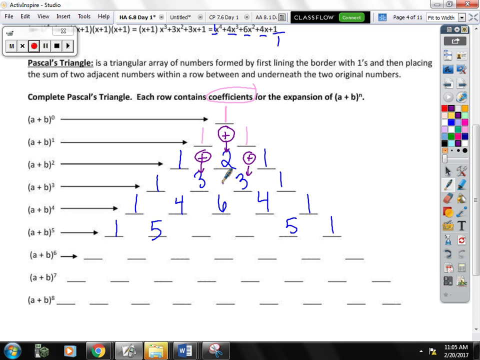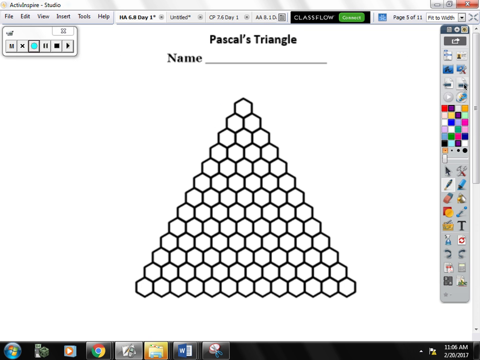3 plus 1 is 4. 3 plus 3 is 6. 3 plus 1 is 4. So if we were to continue this pattern, we would have 4 plus 6 is 10. 6 plus 4 is 10. And you can see the 5 and the 1. You do have to remember that there are 1 borders the whole way down the 2 sides. Now it's up to you whether you want to continue this on your paper here, or if you want to flip to the handout, because this one has more rows in it.